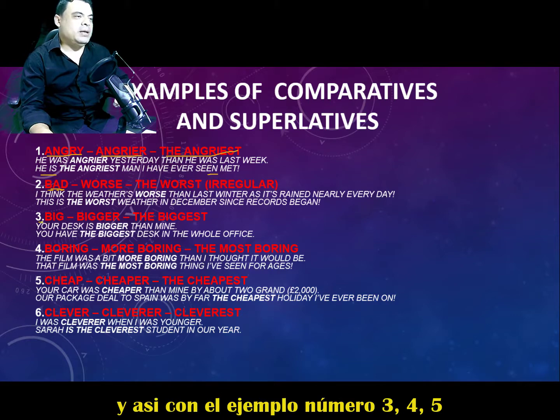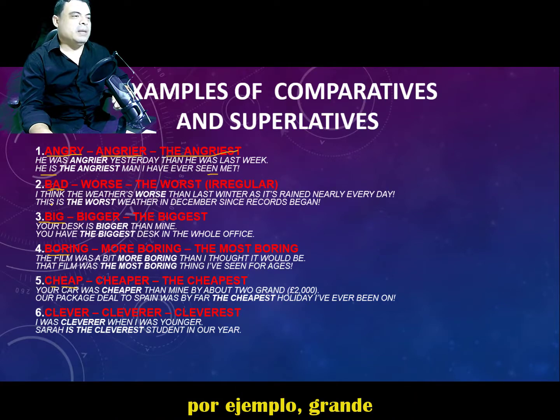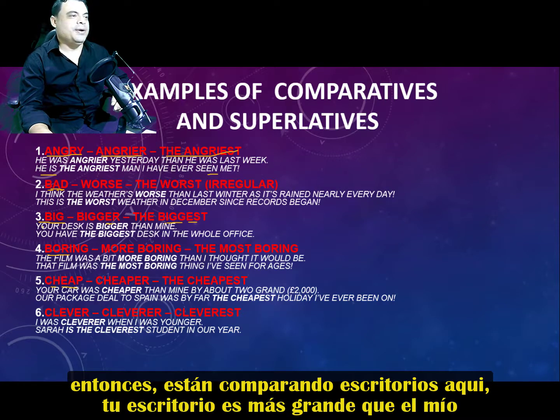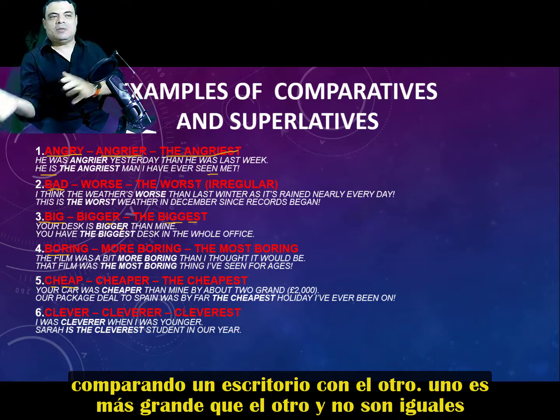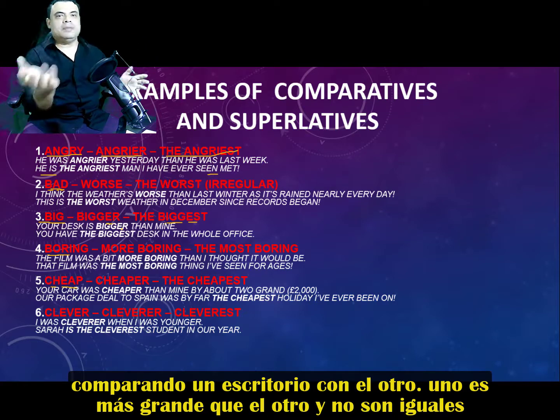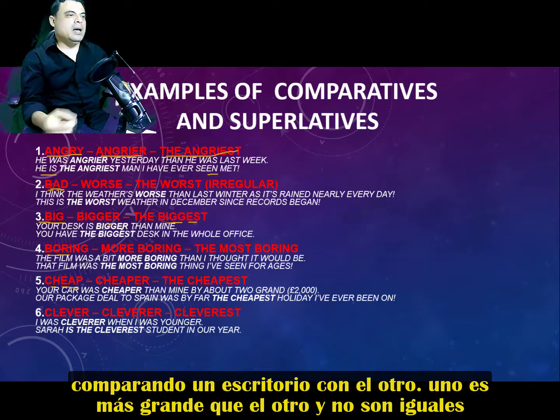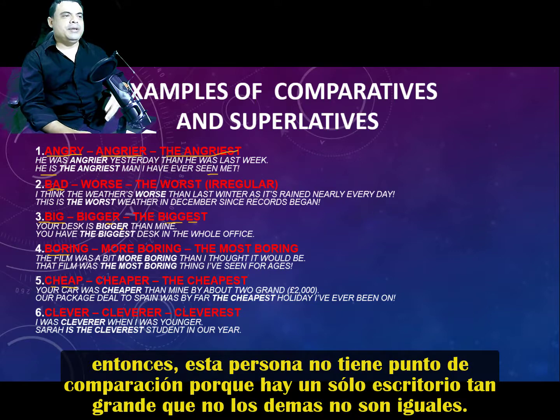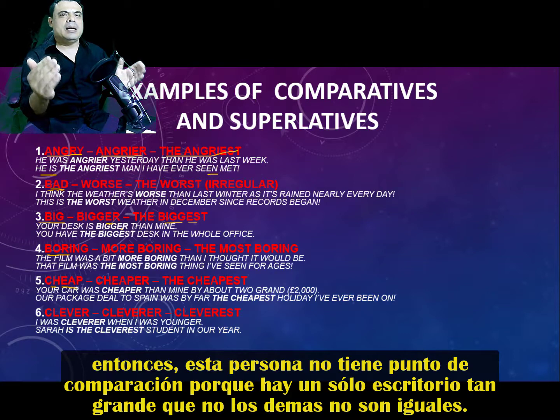It's like that with examples number 3, 4, 5. For example, big, comparative is bigger, superlative the biggest. So they are comparing desks here. Your desk is bigger than mine, so they are comparing one desk with another desk. So one is bigger than the other. They are not equal. And the superlative is the same. They say you have the biggest desk in the whole office. So this person doesn't have a point of comparison, because there is only one desk that is so big that the others are not equal.